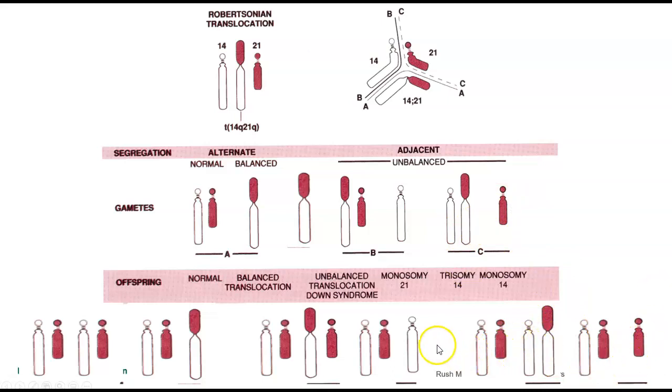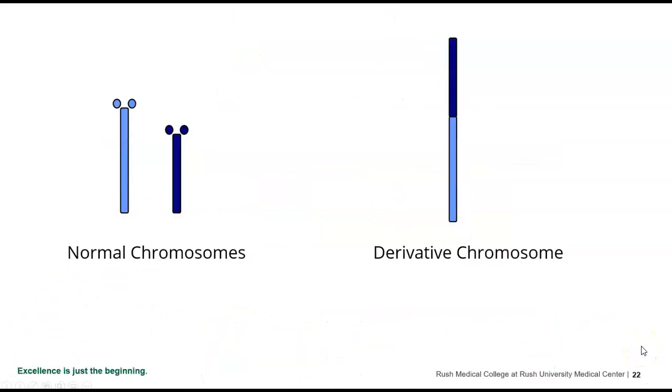This is lethal. This is lethal. This is the only one from the adjacent segregation that results in a live-born. And as a result, when a parent is a carrier of a balanced translocation, there's a 15% chance of having a child with Down syndrome. It's like there are all these possibilities, or 6 possibilities, but the vast majority are here, and all these are lethal.